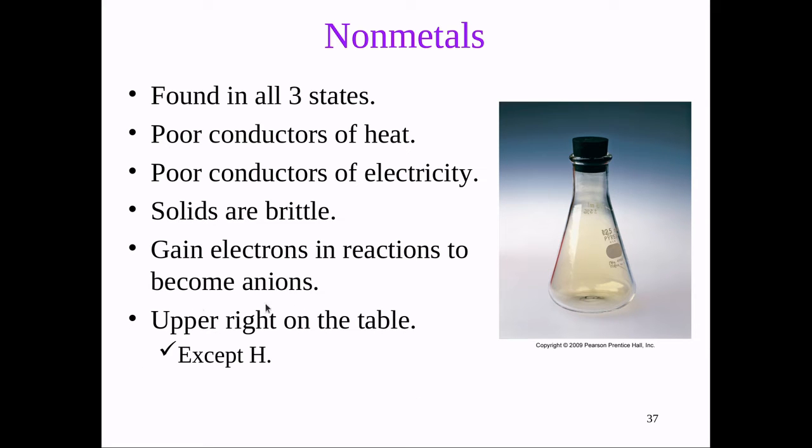And we find them on the upper right hand of the table. An exception to this is hydrogen. Hydrogen is just kind of weird. It is a nonmetal. It is at the top left of the periodic table. And that's because there's some real special properties to hydrogen because it is the smallest atom. It's a little unique in some of its properties.